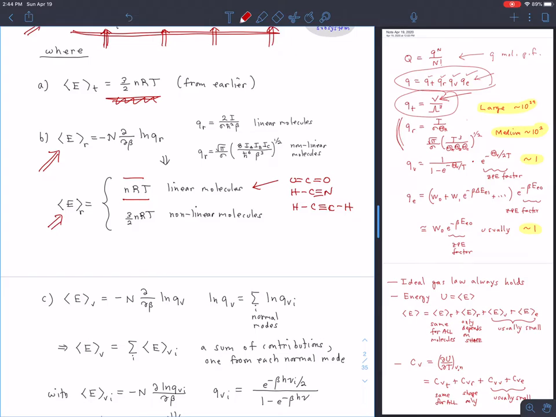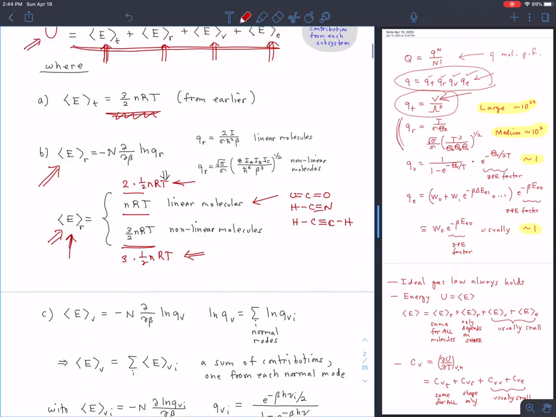And if it's a nonlinear molecule, then it's 3/2 nRT, and the reason is basically that the nonlinear molecules have an extra rotation that has to be accounted for. So this is really 2 times 1/2 nRT, and this is 3 times 1/2 nRT down here. 2 because there are only 2 rotations necessary for linear molecules, 3 because there are 3 rotations necessary for nonlinear molecules. Notice, though, that the rotational energy doesn't depend on anything other than the shape of the molecules.